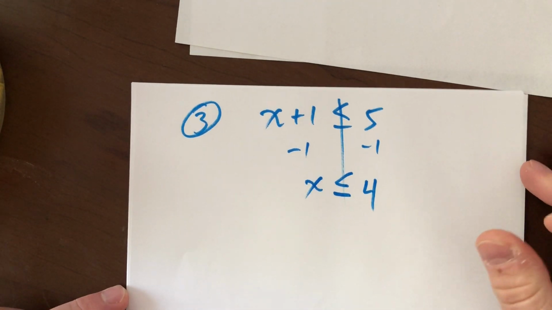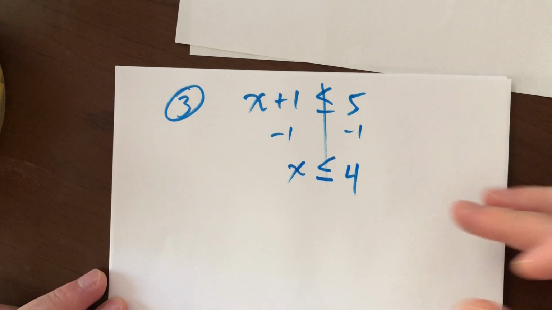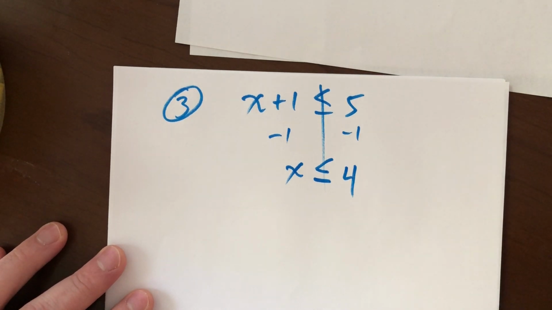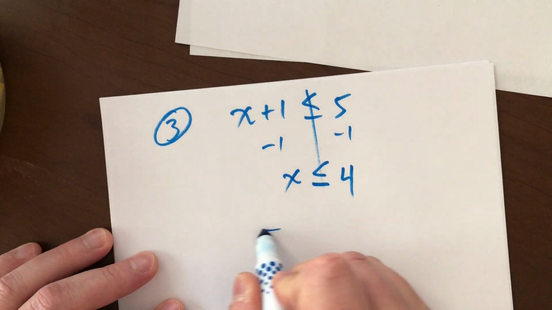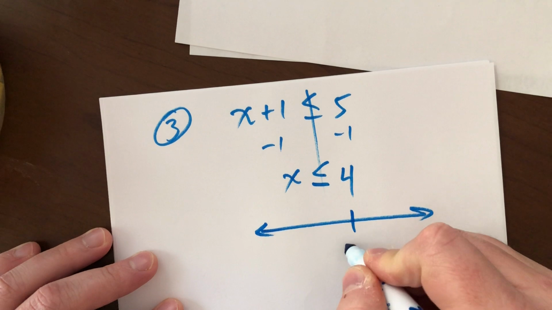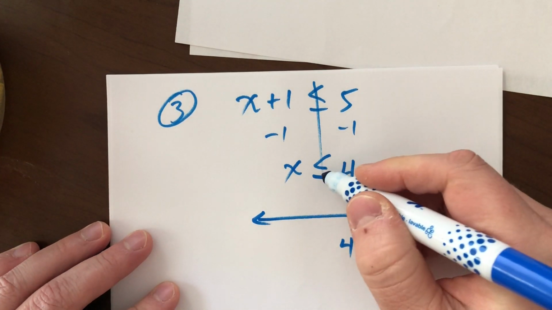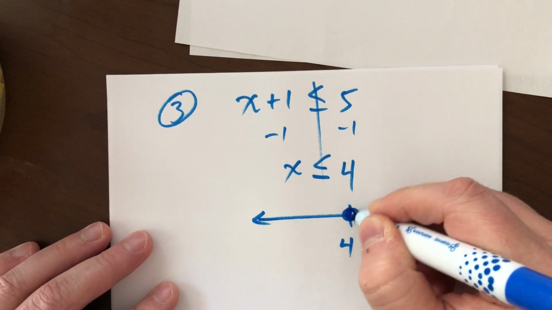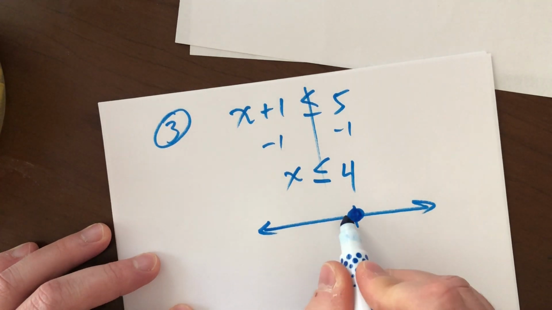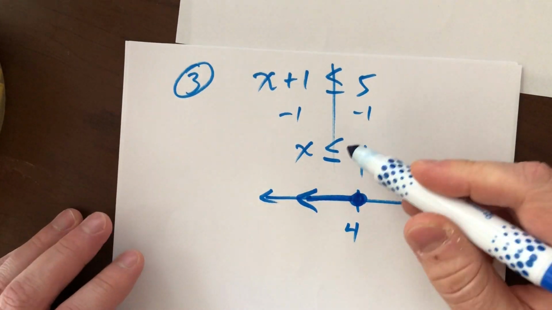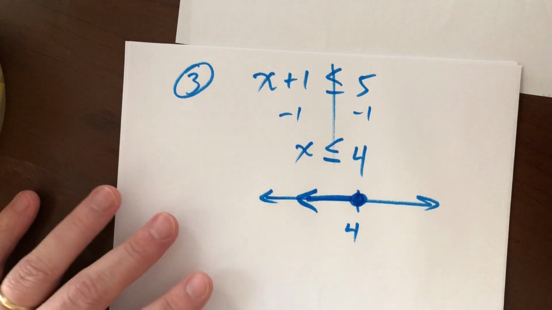Now that we're here, all we've got to do is graph our solution like we were just doing. So in this case, we've got our number line. We're at 4. The line underneath tells me it's a filled in dot, and I see it's going to the left. It's less. So, and that's also the direction our arrow is pointing.